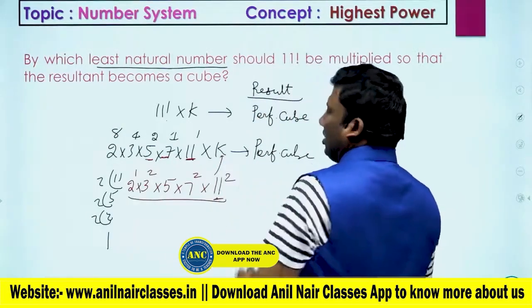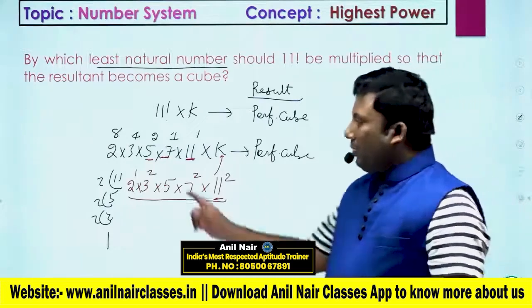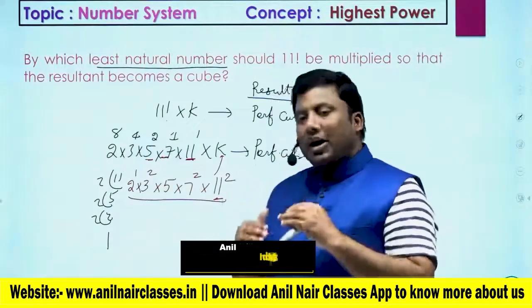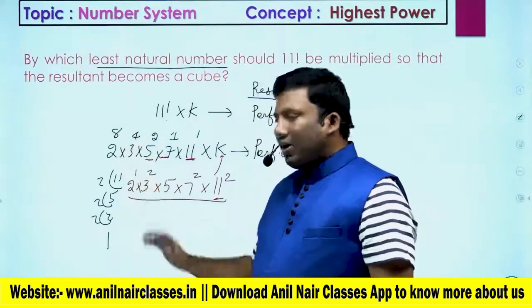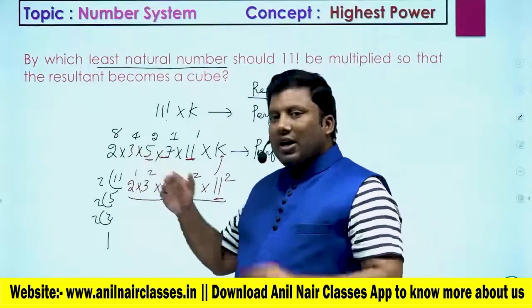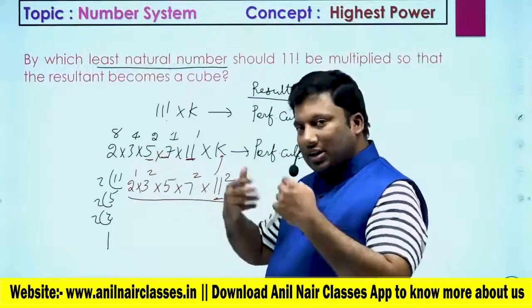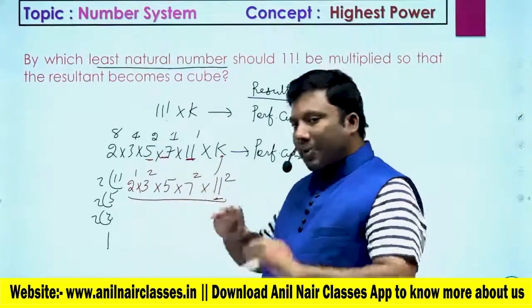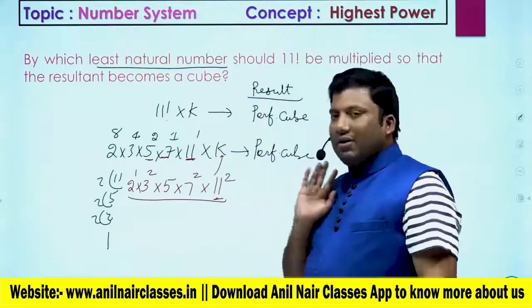K should take this value such that the resultant is a perfect cube. 2 power 8, for it to become a perfect cube, for power of 2 it should be 2 power 9, so 1 power of 2 should come. For 3 power 4, to make it 3 power 6, another 3 square should come. 5 square, another 5 power 1 should come. 7 power 1, another 7 square should come. 11 power 1, another 11 square should come.